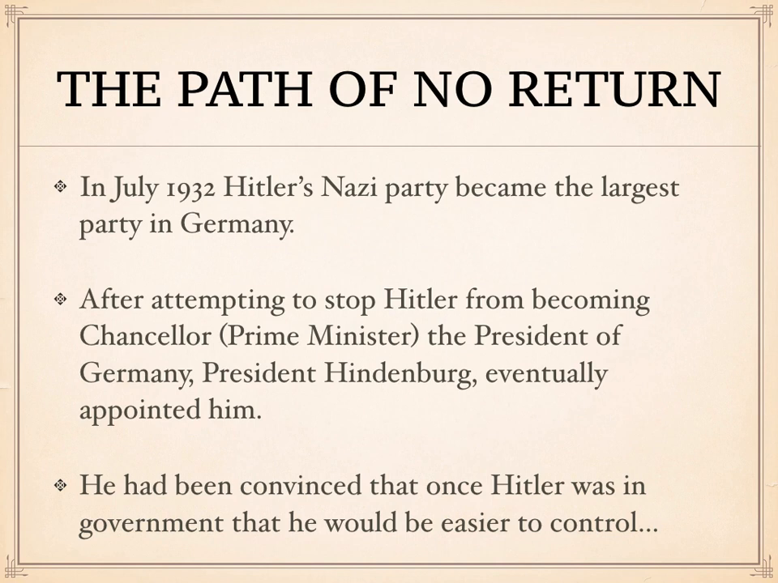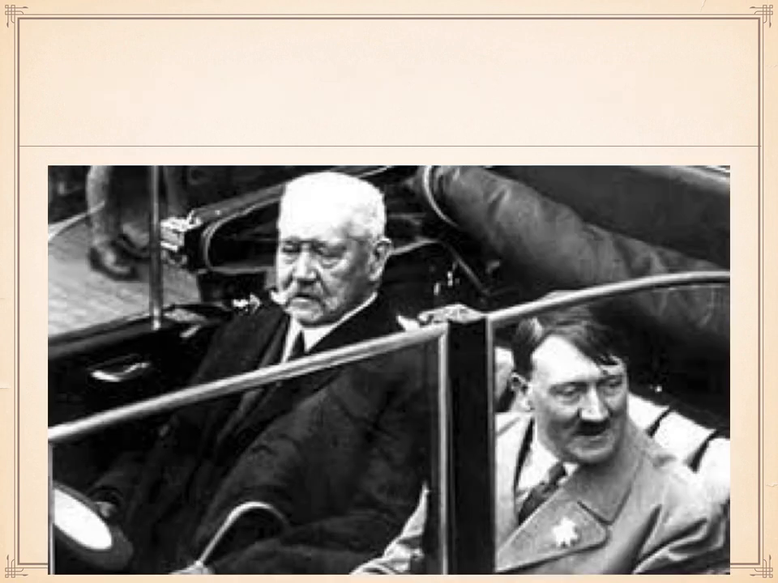So after attempting to stop Hitler from becoming Chancellor, or Prime Minister, as it would be, the President of Germany, President Hindenburg, eventually appointed him. He had been convinced that once Hitler was in government, he would be easier to control. So this is Hindenburg driving with Adolf Hitler to the Reichstag, or the German parliament, to take power.